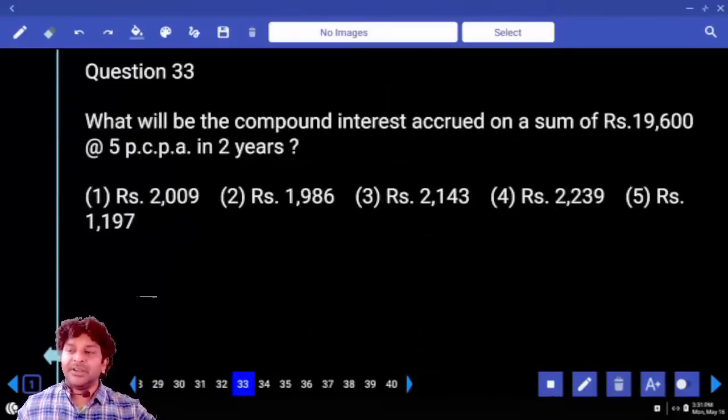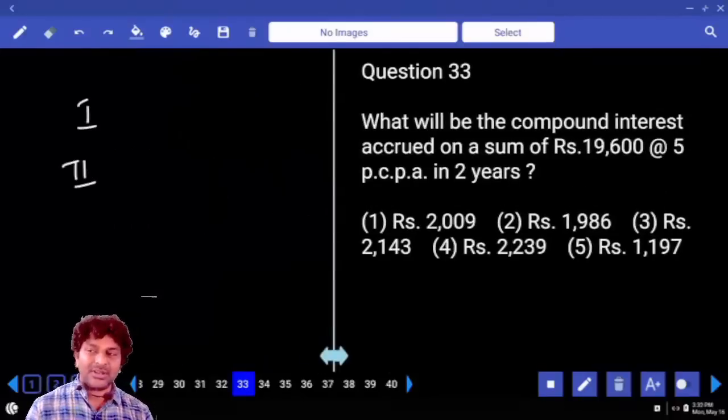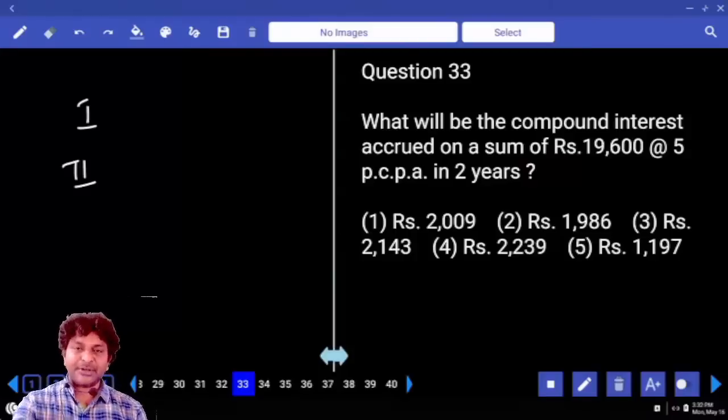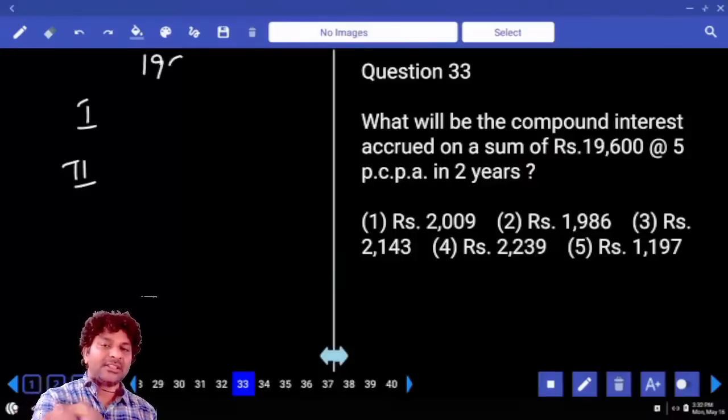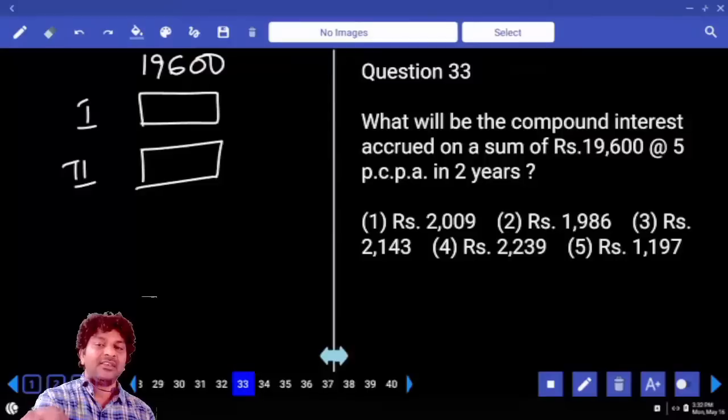Next, what will be the compound interest on a sum of 19,600 at 5% per annum in 2 years? See, there are multiple ways. I have discussed the addition method that you can use, but for 2 years, you will have to calculate the first year and the second year. The rate of interest is 5%, the principal is 19,600. Calculate 5% on this number, you will get the first year interest. Calculate 5% on both, you will get the second year interest, and then you can add both.